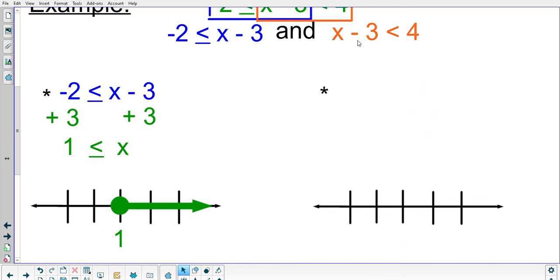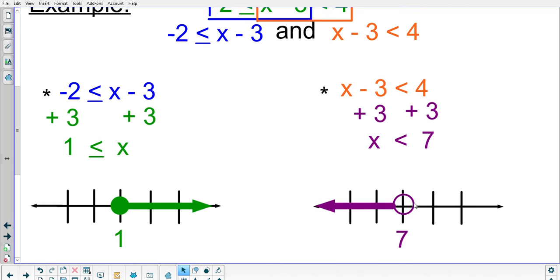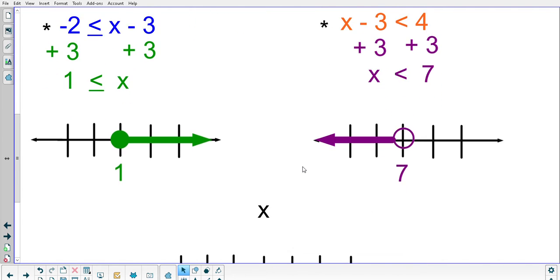Then we go ahead and solve the second one. So x minus 3 is less than 4. To isolate x, we need to add 3 to both sides. When we add 3 to both sides, we end up with x is less than 7. So we know that we're going to need an open circle on 7, and that we're going to shade it to the left because it's less than.